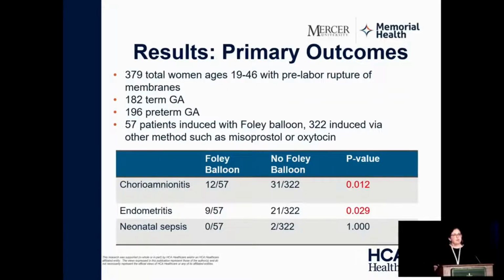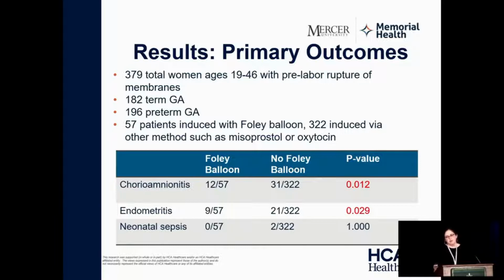So, my results for primary outcomes, maternal and neonatal infections: I looked at a total of 379 women ages 19 to 46 that were admitted to Memorial during that time frame with pre-labor rupture of membranes. They were about half term, half preterm gestational age. There's a mishap with the number there because we didn't have any records for one patient's neonate's gestational age at the time of birth, because it was from an outside hospital. 57 patients were induced with a Foley balloon and 322 in this study were induced with some other method, so Cytotec or Pitocin or a combination of the two.